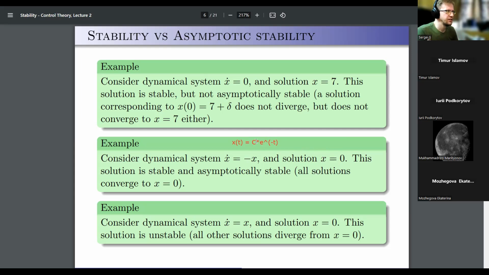C is essentially the initial condition. Like C is x of 0. But no matter what x of 0 we take, any delta size we take, will still approach x equal to 0. So not only is it asymptotically stable, it is also globally asymptotically stable, meaning that we don't need to talk about specific delta size. Any delta will suffice, no matter how large. That is called global asymptotic stability.